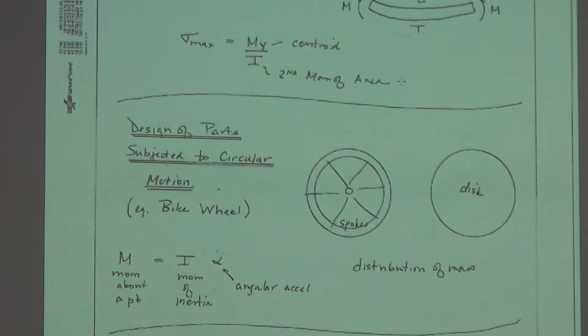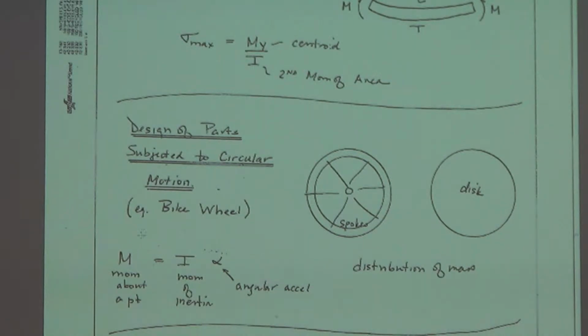Another example of a use of moment of inertia has to do with mass. Bicycle wheels. Traditional bicycle wheels had spokes. There are ones now you see over the past 20, 25 years that have discs. The difference between this is the distribution of the mass. Most of the mass is out here. Here, the mass is distributed more evenly.